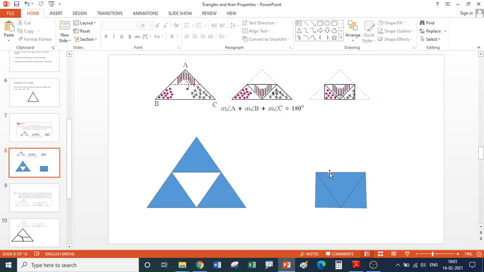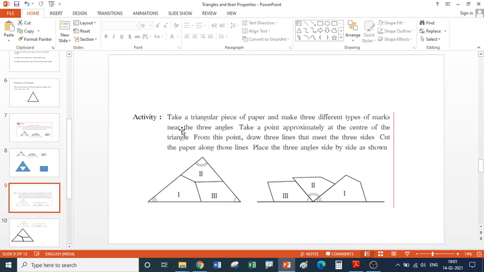Since a line forms 180 degrees, this baseline forms 180 degrees of angle. So the sum of the three angles of the given triangle is equal to 180 degrees. Second activity.